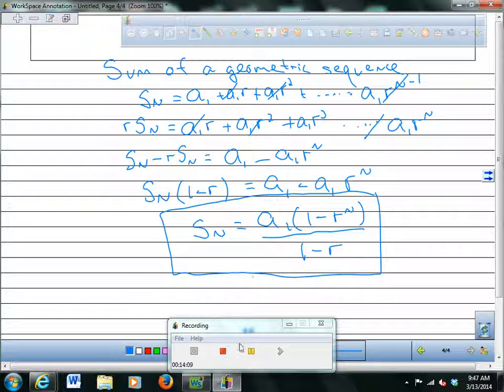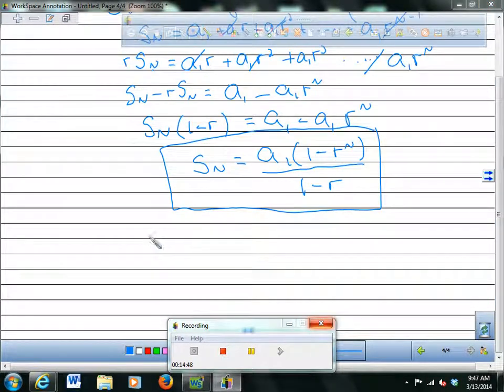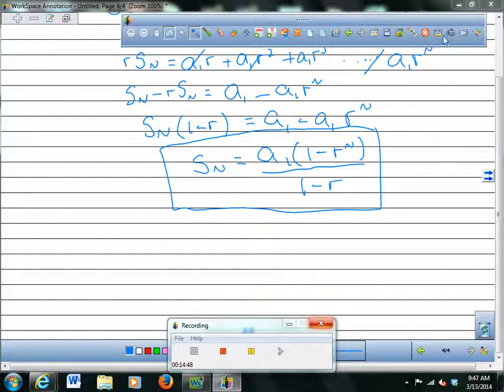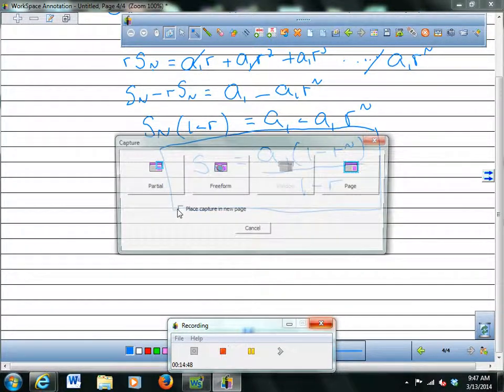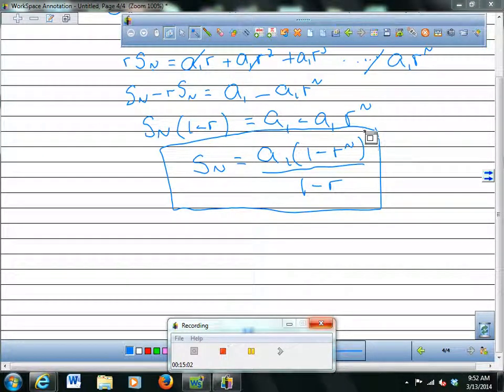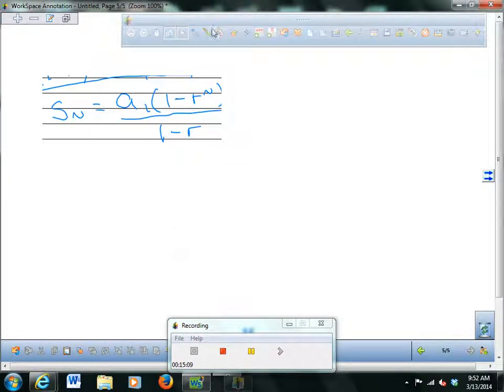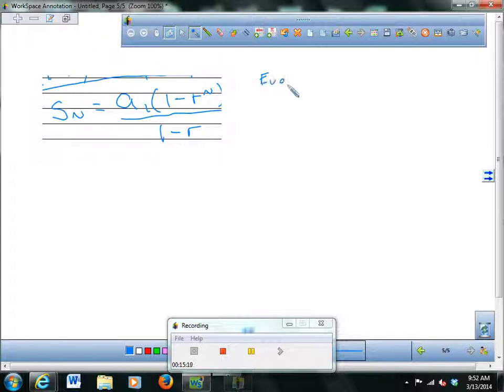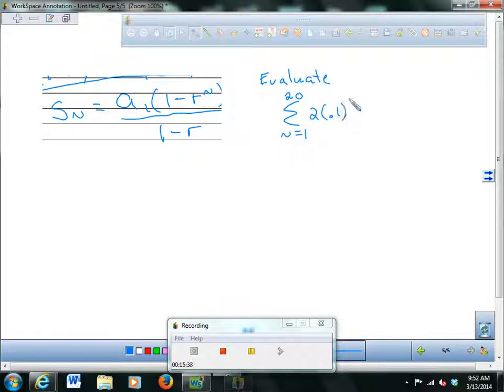So for instance, to use that in a problem, they would say, evaluate the sum from n equals 1 to 20 of 2 times 0.1 raised to the n.